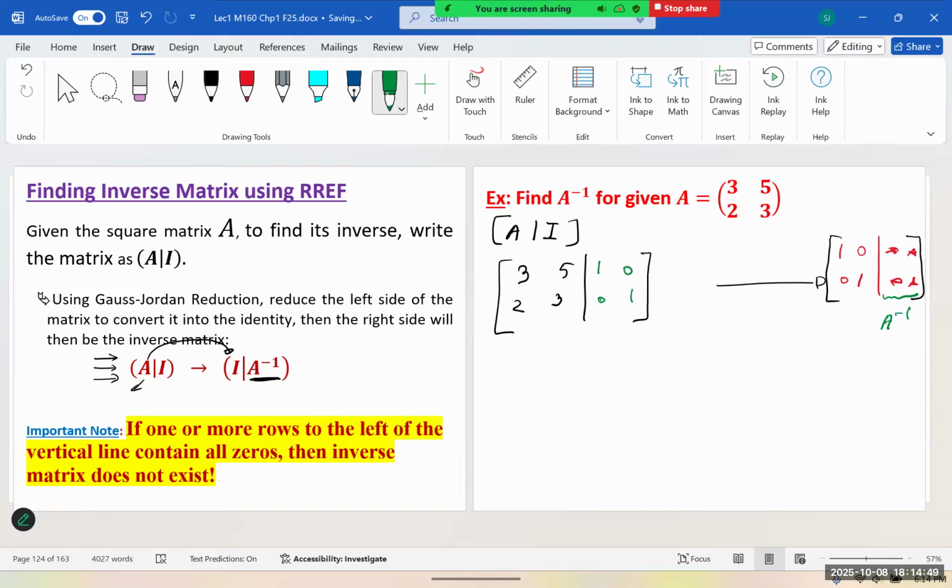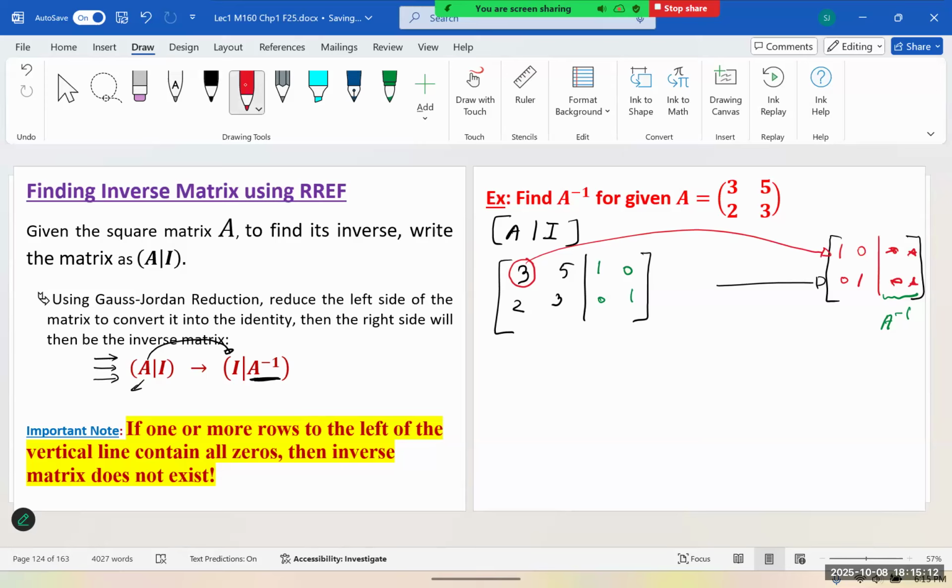And we are going to do the row operations exactly how we applied them on row echelon form. So let's do it one by one. Our goal is to turn 3 into 1. This is what we want first. Turn 3 into 1.